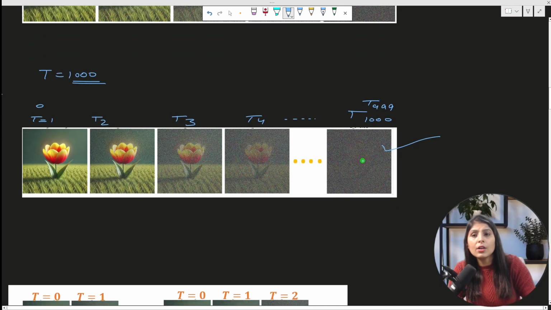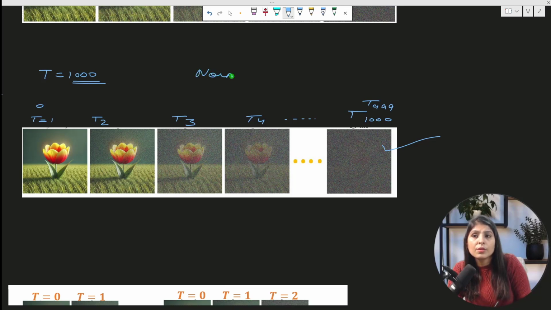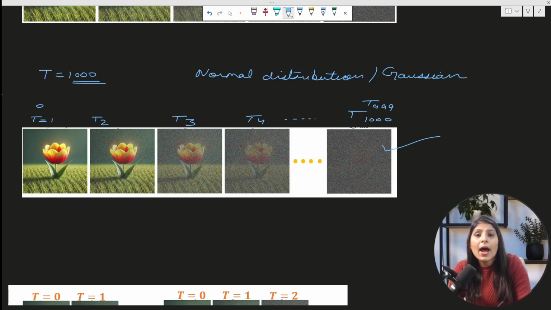And to add that noise, what are we using? We are using a normal distribution. I have explained this in GANs also: normal distribution, which is also known as Gaussian distribution. Using this, we are adding some noise to the image at each time step. So here we are not teaching the model anything. This is just a predefined process. We use this Gaussian distribution, which will add some noise at each time step.